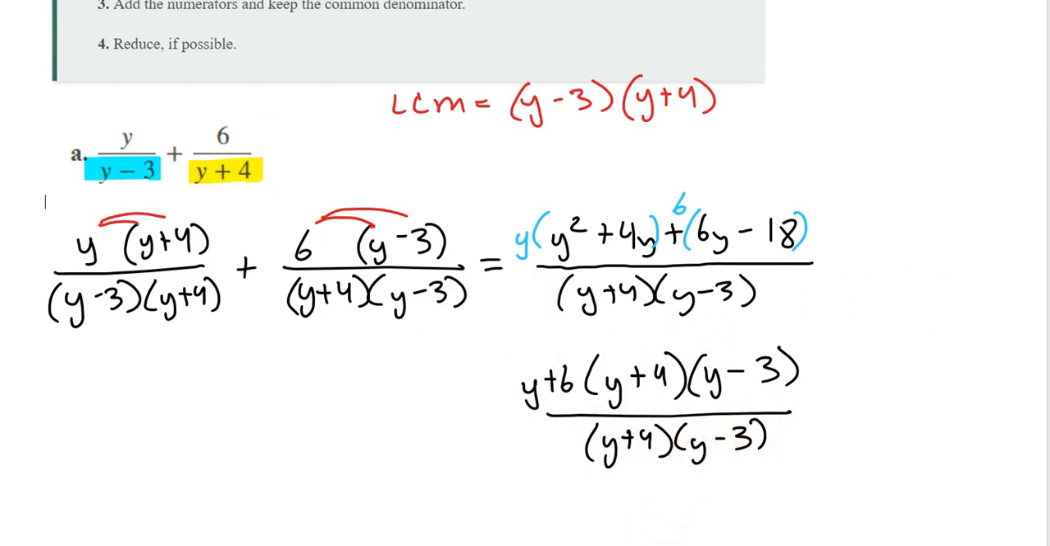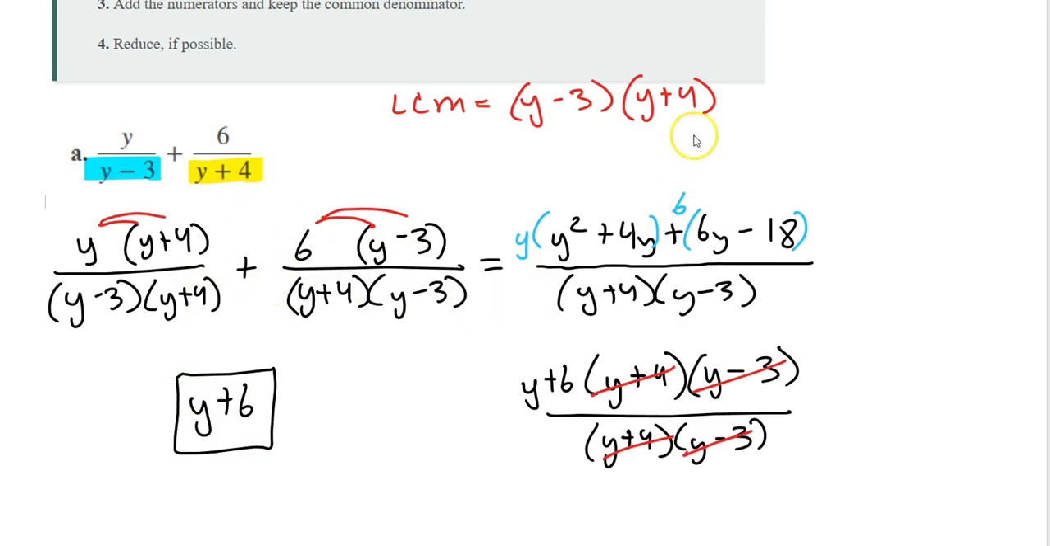Well, we can just start factoring away, can't we? Look at that, those 4's cancel, the 3's cancel. And so our final answer for this one is going to be y plus 6.